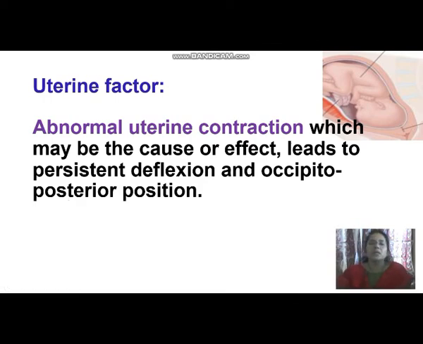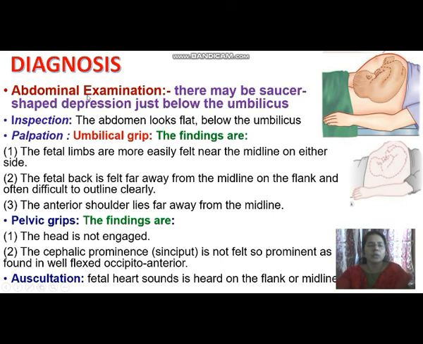Okay. Next, how can we diagnose the occipital posterior position? By abdominal exam, there will be a saucer-shaped depression just below the umbilicus. You can see from this, if the head is in the anterior position, it is like a round portion. But when it is deflexed, the limbs and the head are in the front portion, so there will be a space in between the limbs and the head. So a saucer-shaped depression can be seen just below the umbilicus.